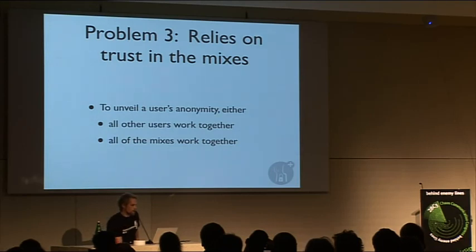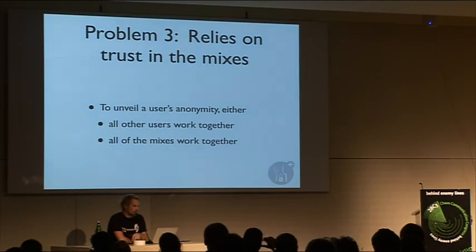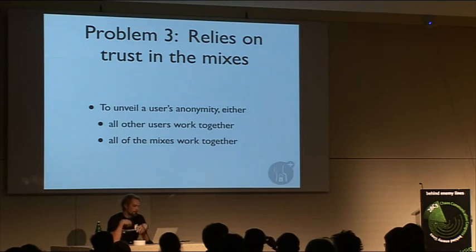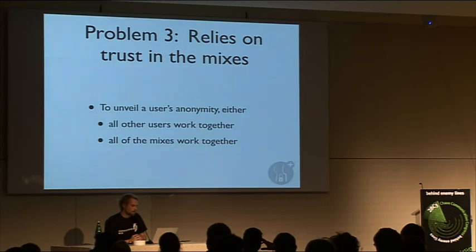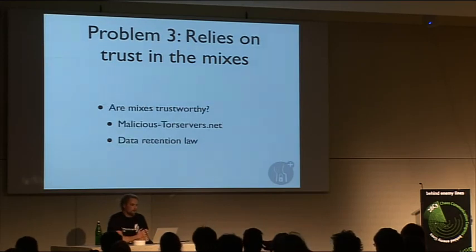And now I come to the biggest problem. The trust relies in the mixes. So normally you have a path through 3 mixes, and you have to trust at least one of them. In general, the anonymity can be unveiled either if all the other users of the anonymity service work together, or if all the mixes work together. Now the question is, are the mixes trustworthy?